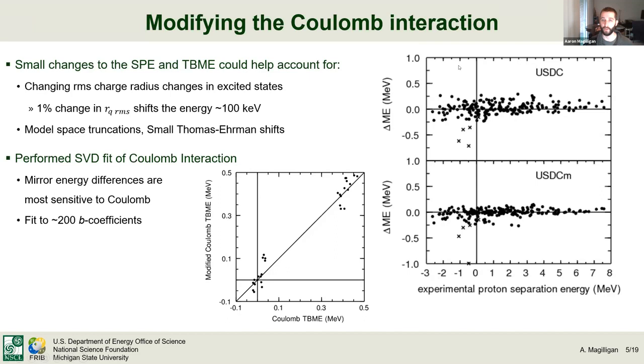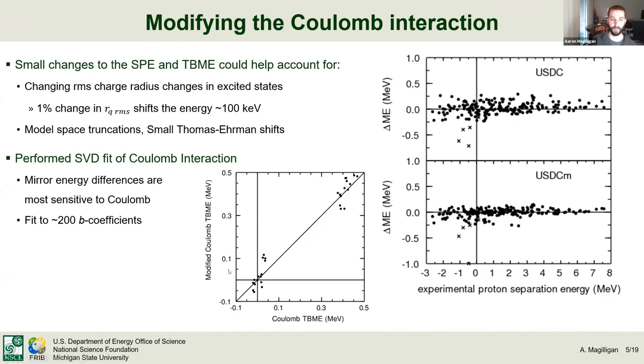So looking on the right here, this plot shows the delta mirror energy difference. That's the difference in mirror energy differences between theory and experiment. So you want to hug zero. You want every point here to be on zero for theory and experiment to match completely. And we see the top here is using this analytic Coulomb, and then the bottom uses the constrained Coulomb, where we've constrained to the B coefficients, and you see that we've got this nice tightening up of the spread around zero.